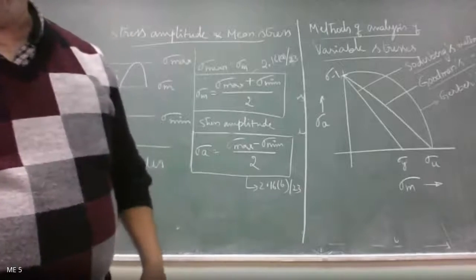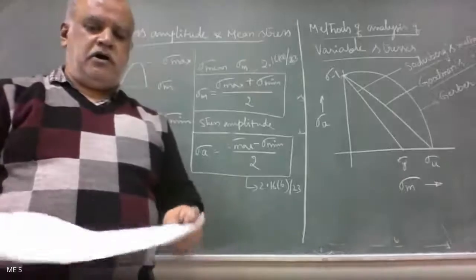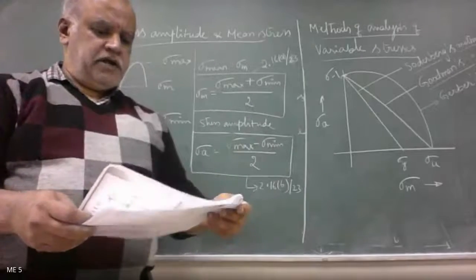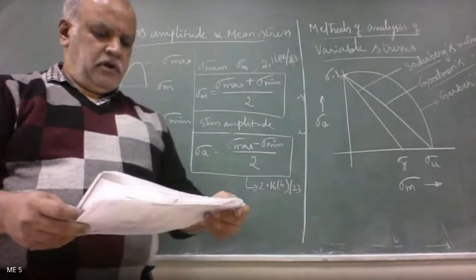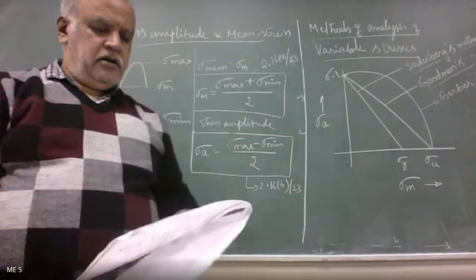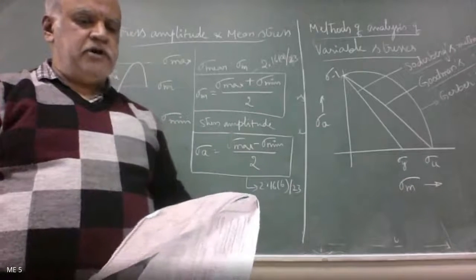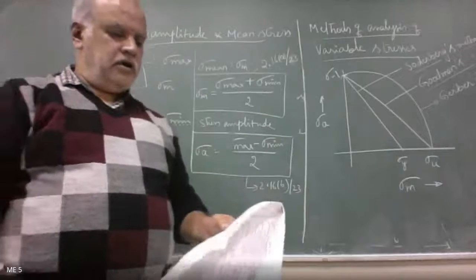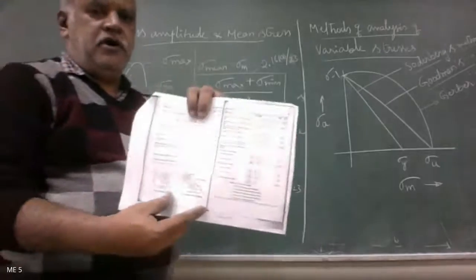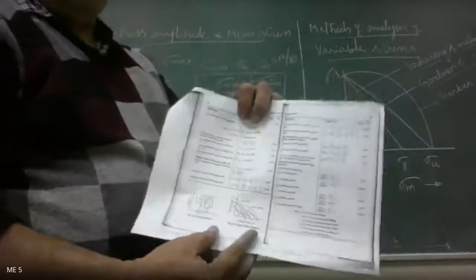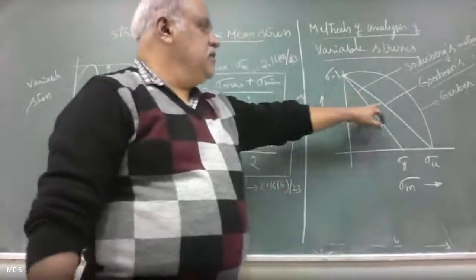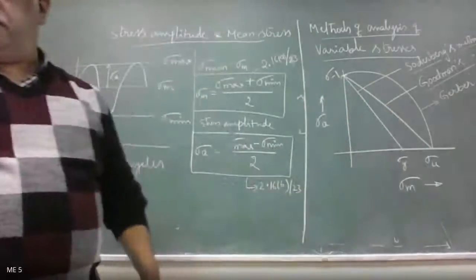Take out your data handbook. The Soderberg, Gerber, and Goodman relations are there in figure 2.6: Gerber's parabola, Goodman line, and Soderberg line. Go to figure 2.6, page number 24. You have a figure showing these lines: Soderberg method, Goodman's method, and Gerber's method.